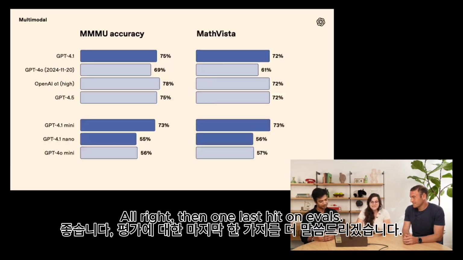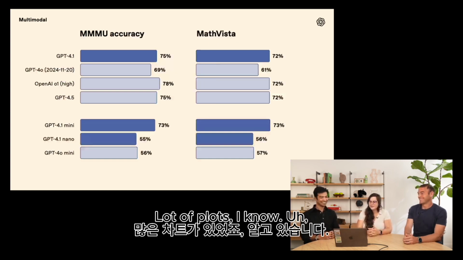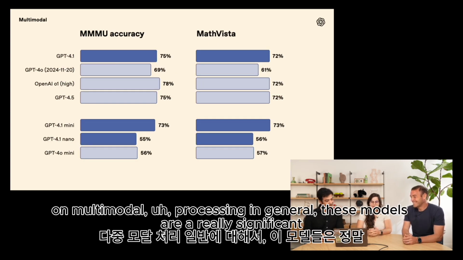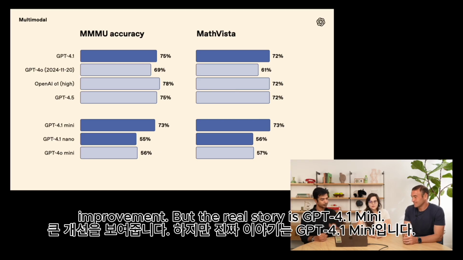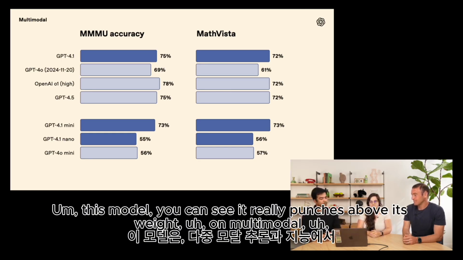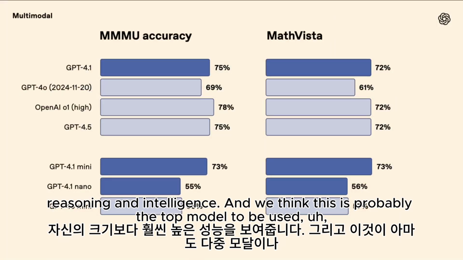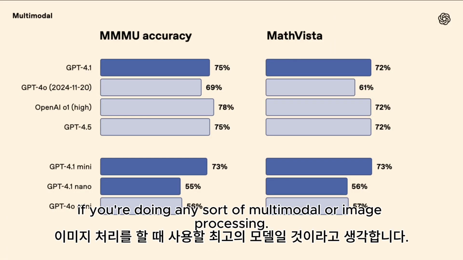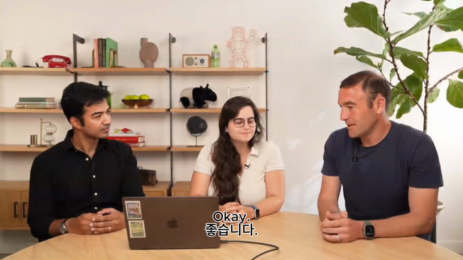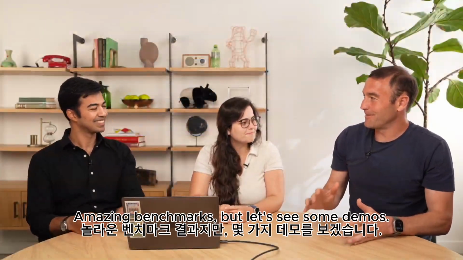All right, and then one last hit on evals, a lot of plots, I know. On multimodal processing in general, these models are a really significant improvement. But the real story is GPT 4.1 mini. This model, you can see it really punches above its weight on multimodal reasoning and intelligence. And we think this is probably the top model to be used if you're doing any sort of multimodal or image processing. Okay. Amazing benchmarks, but let's see some demos.